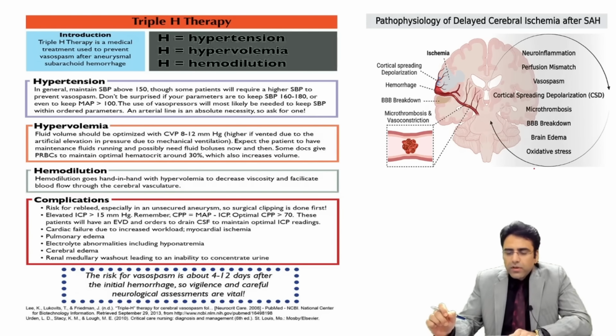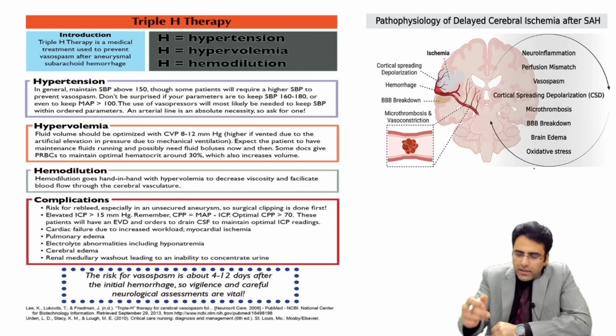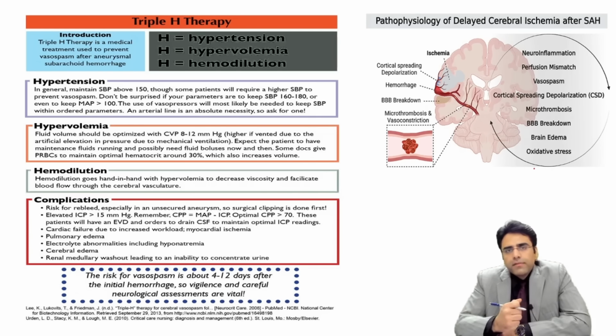Now let us have a look on this triple H therapy. It is a medical treatment used to prevent the vasospasm. After aneurysmal hemorrhage, what is the most common cause of subarachnoid hemorrhage? It is aneurysmal hemorrhage due to rupture of berry aneurysm in the circle of Willis. So what happens when there is rupture? These vessels go into vasospasm, and the cerebral perfusion is impaired due to this vasospasm.